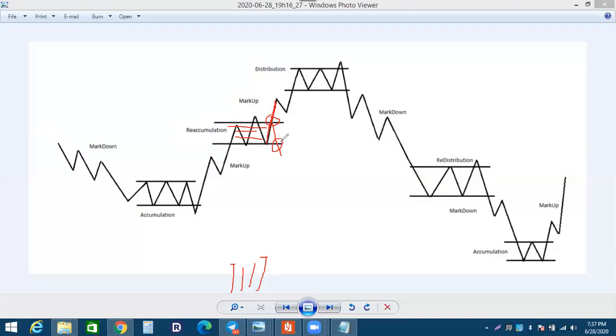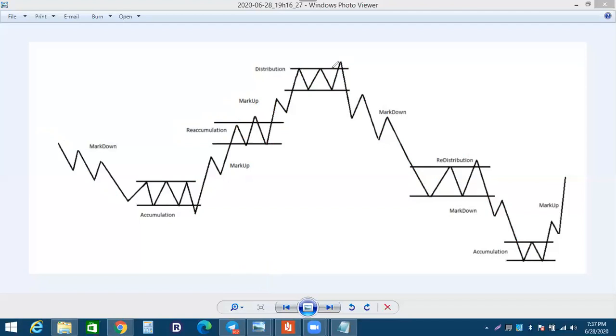Okay, understand this picture, the trend structure. About the trend structure, do you understand? Yes, sir. Okay. Yes, sir. So why the accumulation? Yes, brother.